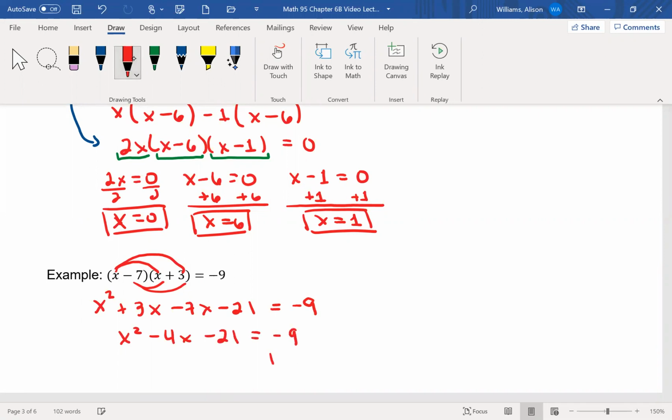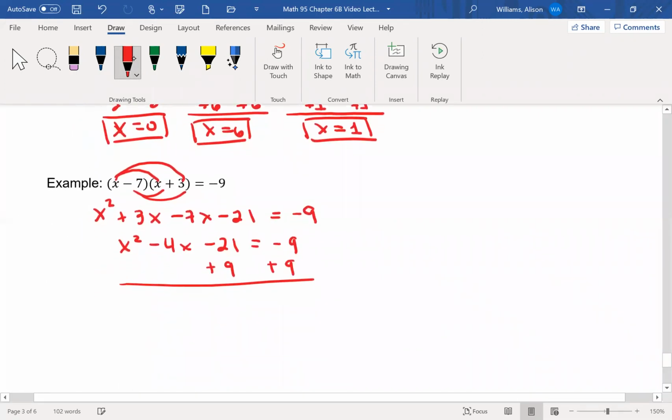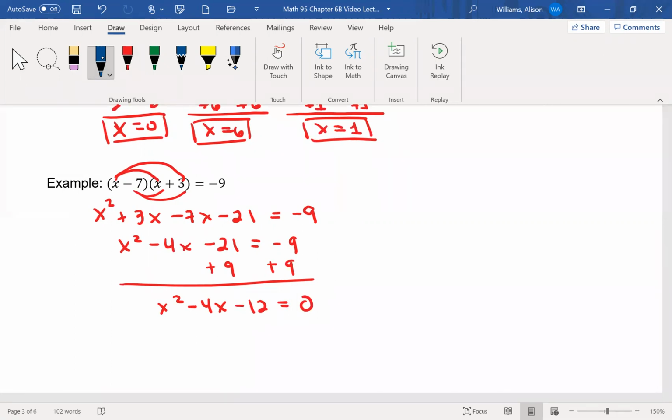And then to get it equal to 0, I'm going to add 9 to the 21, since those are the like terms. And that's going to be 12 equal to 0. All right, so I'm going to factor that. I'm going to use the x method. It doesn't have a GCF. So let's go ahead and multiply. 1 times negative 12 is negative 12. So 2 numbers multiply to be negative 12, but add to being negative 4: negative 6 and positive 2.